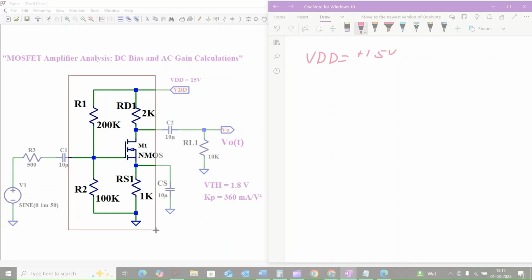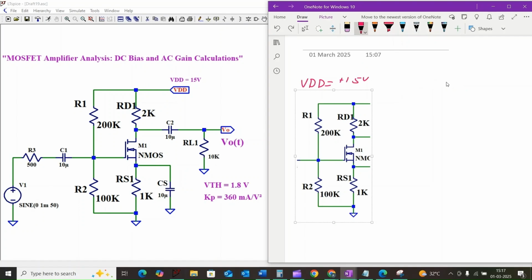All right, let's break down the DC biasing analysis step by step, and let us assume our MOSFET is operating in the saturation region. To prove that, we need to confirm VGS, the gate to source voltage, should be greater than the threshold voltage, and we need to confirm the drain to source voltage should be greater than VGS minus VTH.